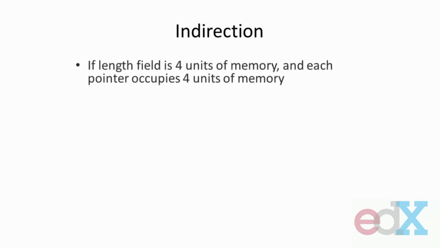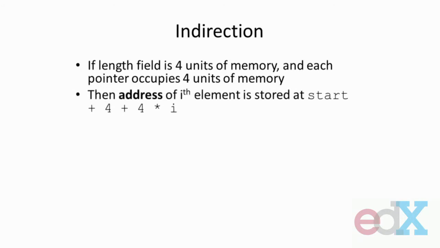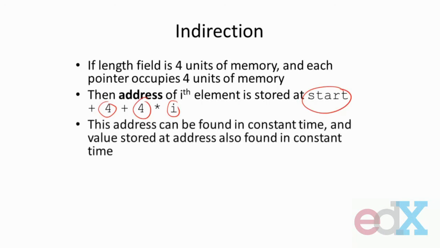If the length field is just 4 units of memory, in other words, I need 4 units of memory to tell me how long something is, and each pointer occupies 4 units of memory, then similar to before, I can compute the address of the ith element very easily. I take start, which tells me the beginning point. I add in 4 to get past the thing that tells me how long the list is. And then, as before, I take i times 4 to tell me the location of the pointer to the memory. This address I can compute in constant time.